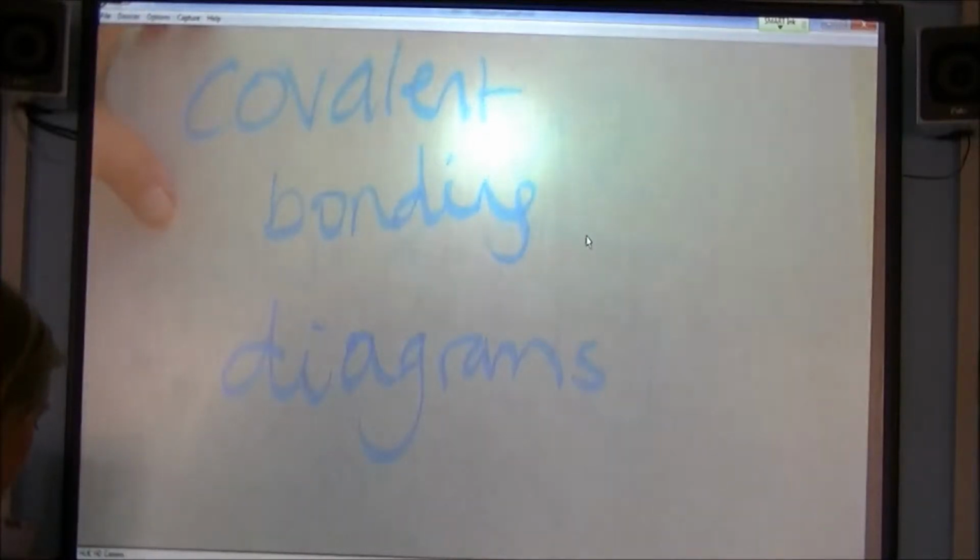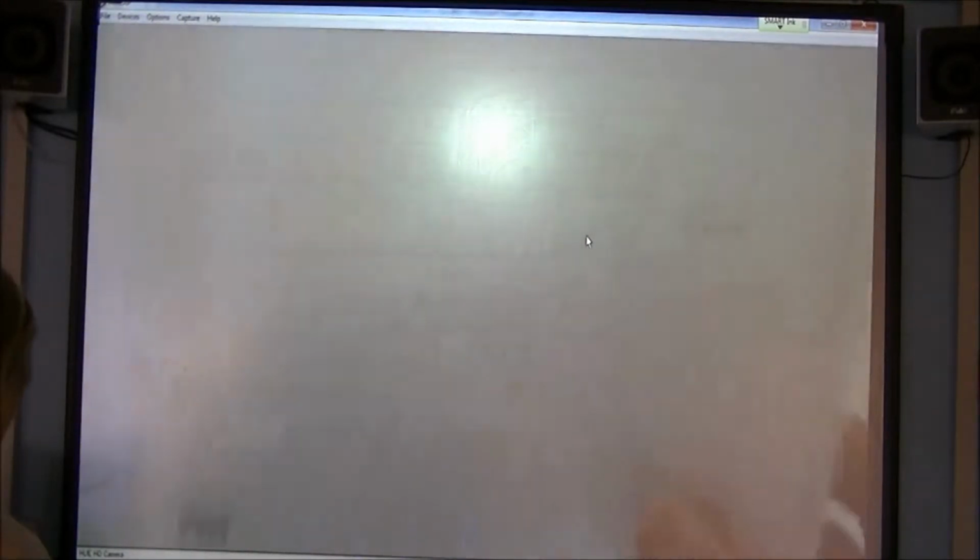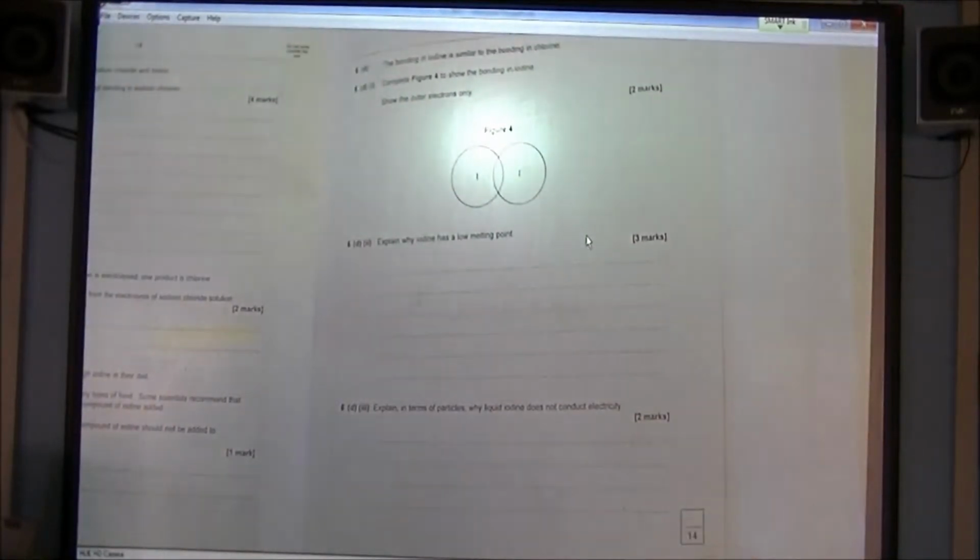First thing to note is, they're not going to actually tell you in the exam question that you need to draw a covalent bonding diagram. What you might get, if you're foundation tier, is a question that looks like this. Two circles overlapping. Remember, caring, sharing coconuts. Coconuts are circular. The minute you see overlapping circles, it has to be a covalent bond.